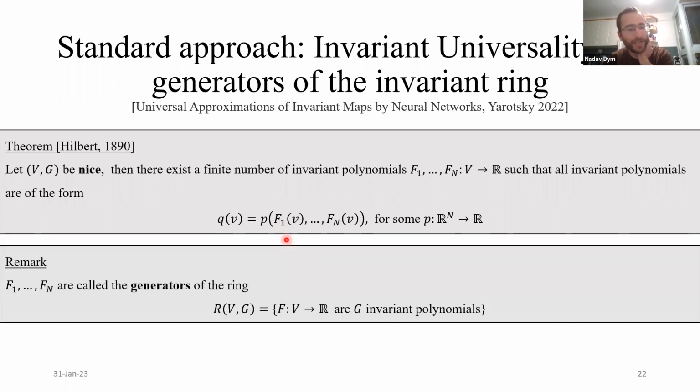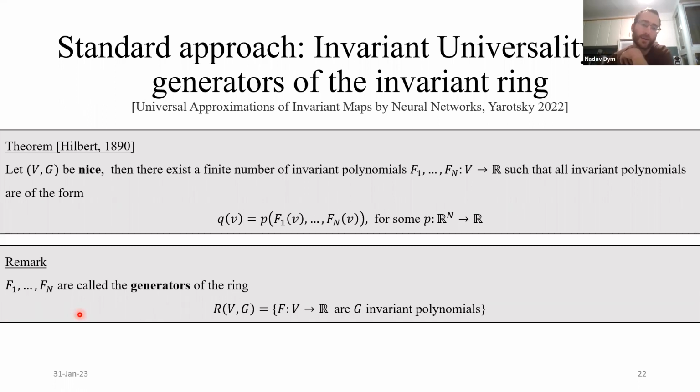Algebraically, you can think of all invariant polynomials as a ring, and these functions are called the generators of the ring. So this is an algebra type theorem, which says that this type of ring has a finite number of generators.